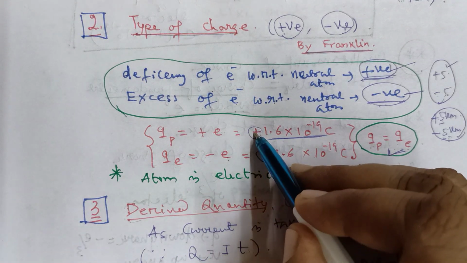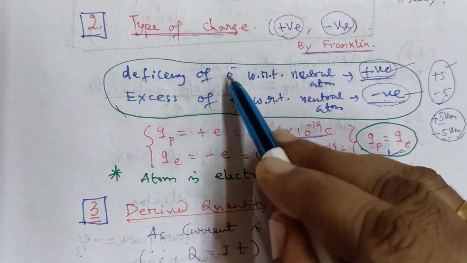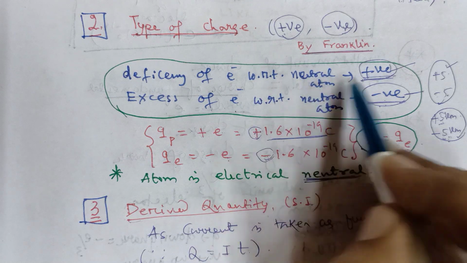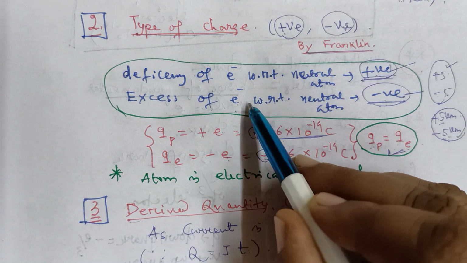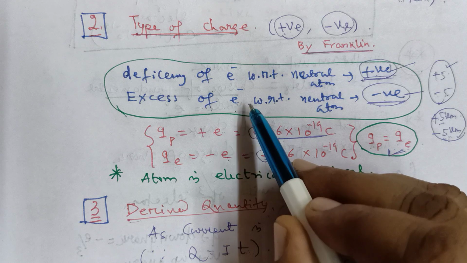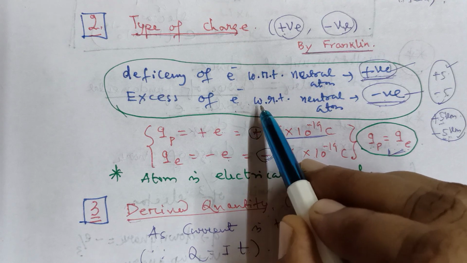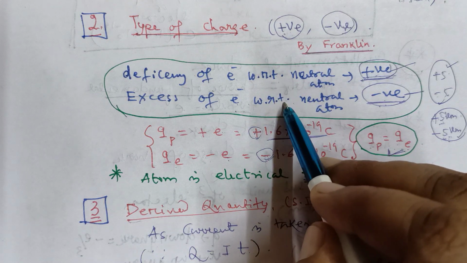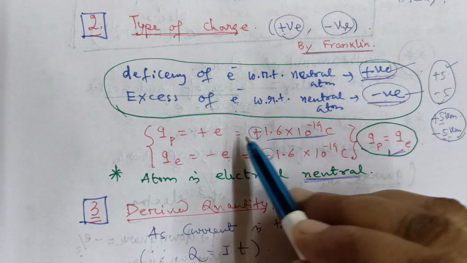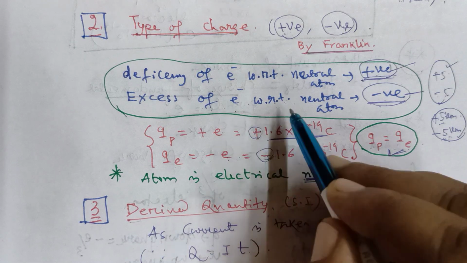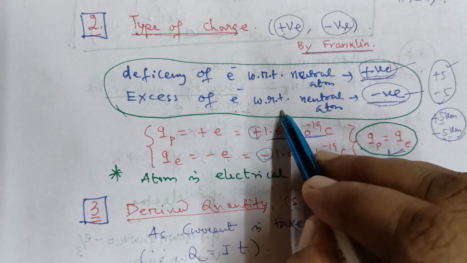Plus means a neutral atom donates electrons. That means a shortage, a deficiency of electrons. That's why it is positive charge. And negative charge means an excess of electrons, which means electrons have been accepted by the neutral atom. That is negative charge. So positive charge and negative charge are only the names of charge. You cannot say that the positive charge is more and the negative charge is less. This is very important. Positive or negative charge gives only the nature of the charge.